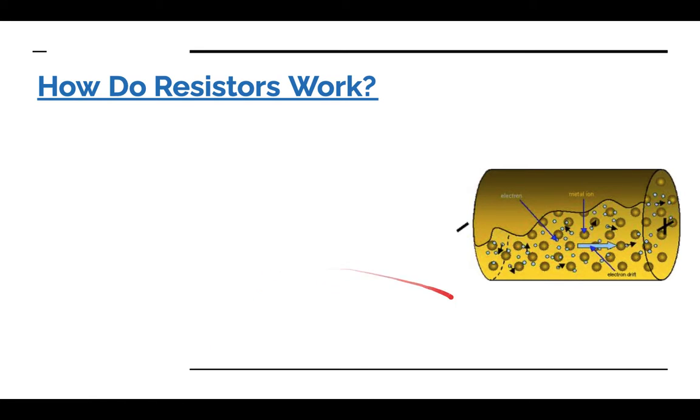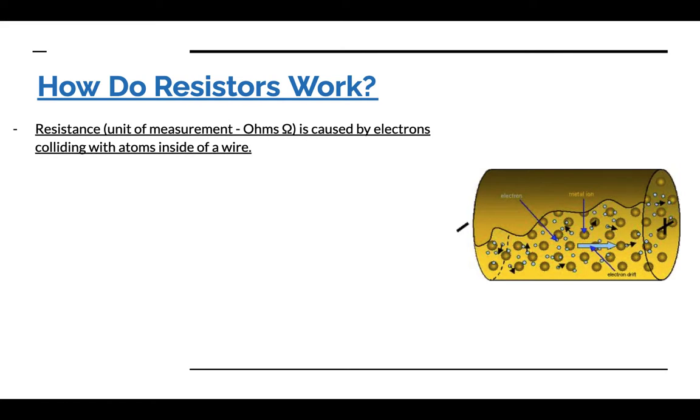So how do resistors work? What are resistors? Everything that electric current flows through has resistance, as a result of the atoms and molecules that make up those objects. Resistance is measured in a unit called ohms, and it's caused by electrons colliding with atoms inside of a wire. In this way, it's kind of like friction, the same way that when you rub your hands together, there are collisions between the surfaces of both your hands.